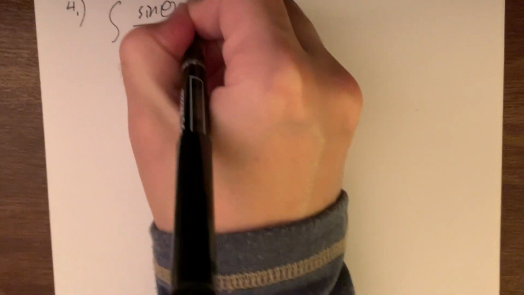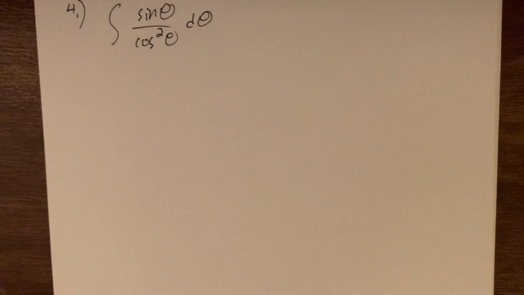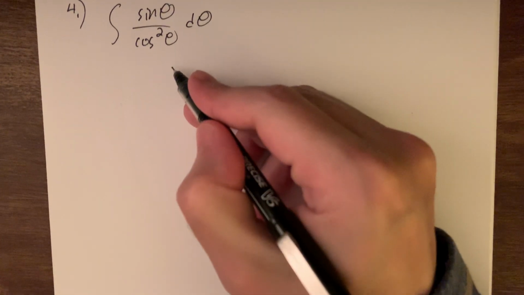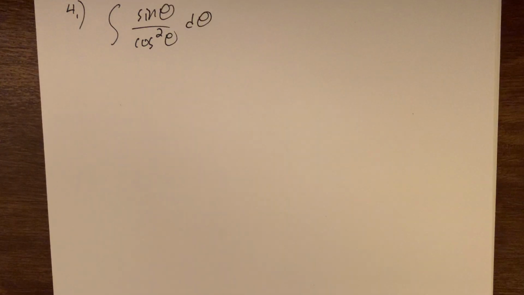Number 4, let's look at sine divided by cosine squared. Again, sine and cosine, we're going to see, work really, really nice together. There is an alternative way to actually solve this problem. Believe it or not, a u sub of u equals cosine would solve this problem.